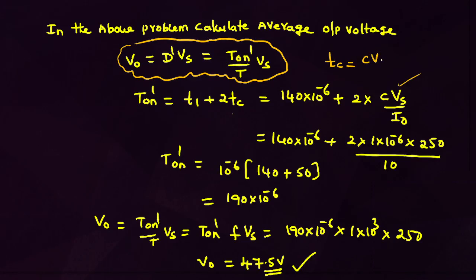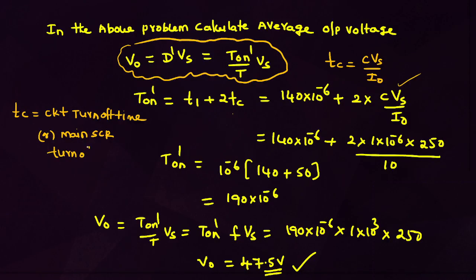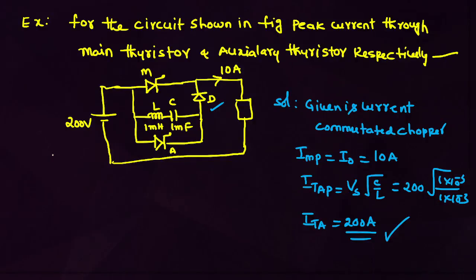Is Tc the main SCR turn off time or the circuit turn off time? Where Tc is equal to circuit turn off time. Circuit turn off time or main SCR turn off time, both are the same here. That you have to remember. That is how much here? CVs by I naught. Once T on dash is calculated, you can calculate the average output voltage equal to T on dash by T into Vs. This is the voltage commutated chopper.